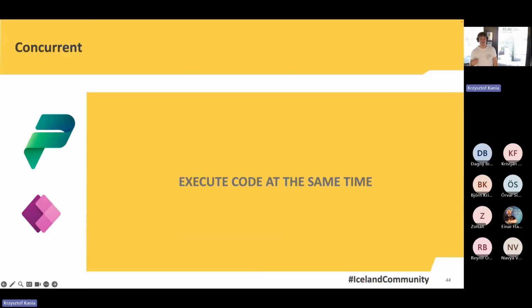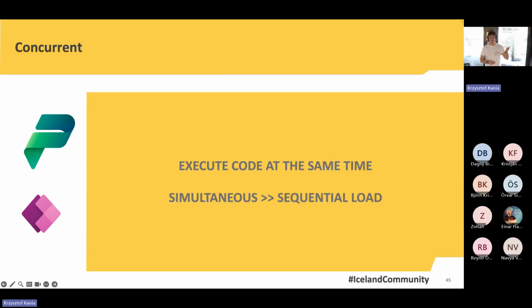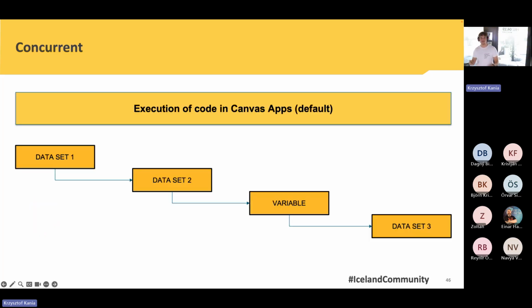So out of the box, data are not being executed at the same time, which is also the case with named formulas. They are pretty much executed at the same time. But there is a function that allows us to execute things at the same time. It's called Concurrent. Getting data at the same time is much quicker than going to get the data one after another. And this one-after-another sequential load is an out-of-the-box feature in Canvas apps. So let's take a look at how it actually looks.